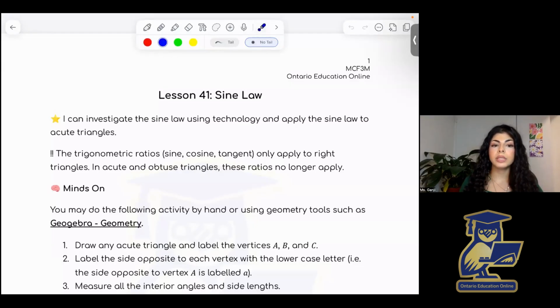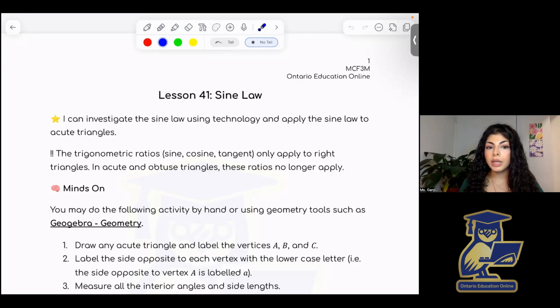So previously we looked at Pythagorean theorem and trigonometric ratios. Now, those ratios only apply to right triangles. And as we saw with the example with the triangular shaped garden, we weren't able to use the trig ratios right away because we didn't have a right angle. And we had to draw the height which produced the right angle.